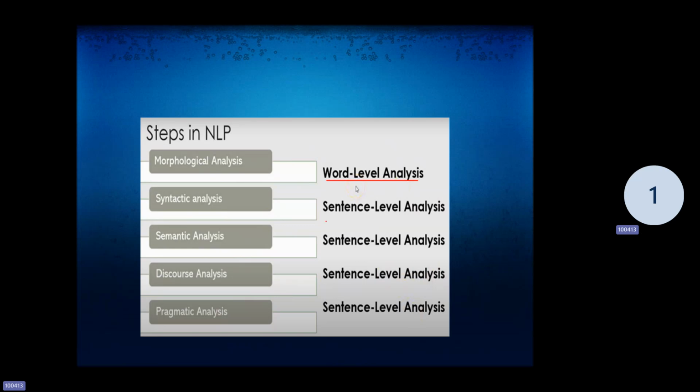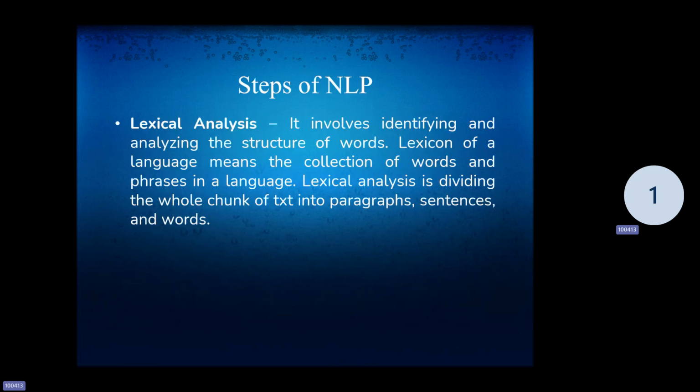Syntactic is in the form of sentence level analysis. Semantic is also useful for sentence level analysis. Discourse analysis, also sentence level. And pragmatic analysis, sentence level analysis. One by one, I can explain this. First one is lexical analysis.